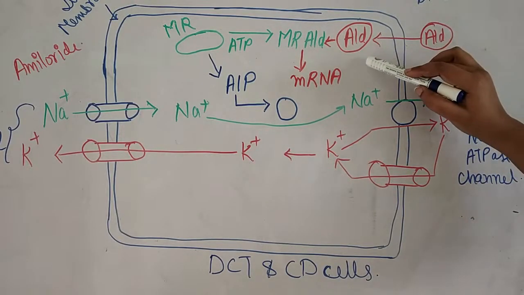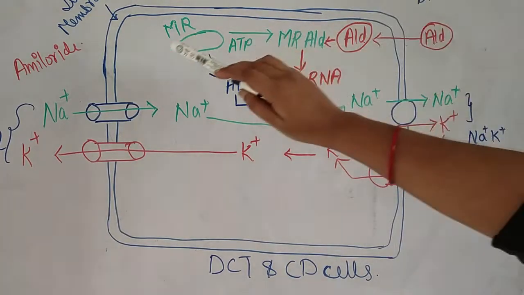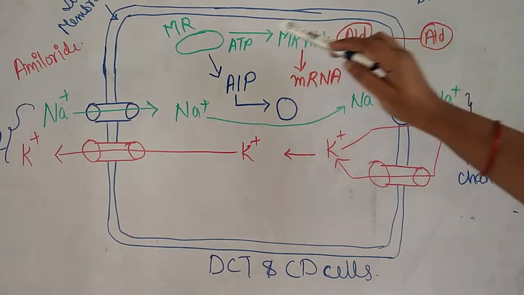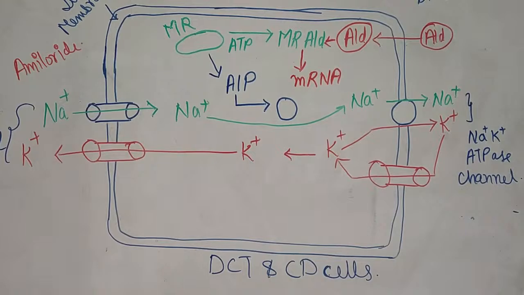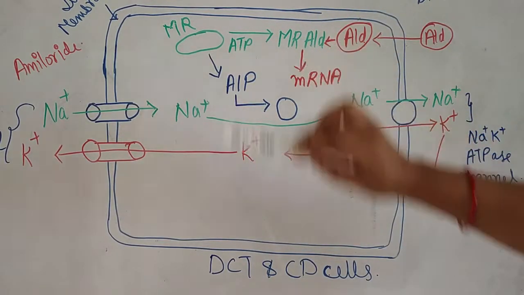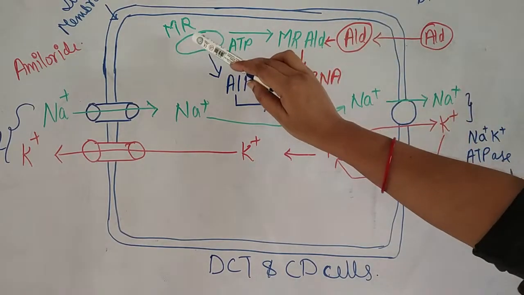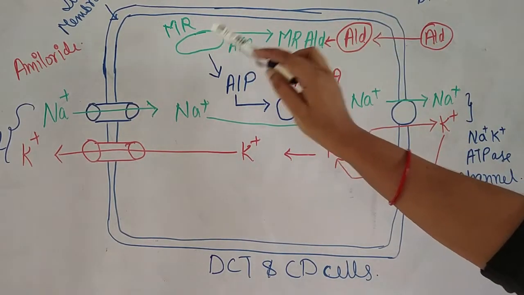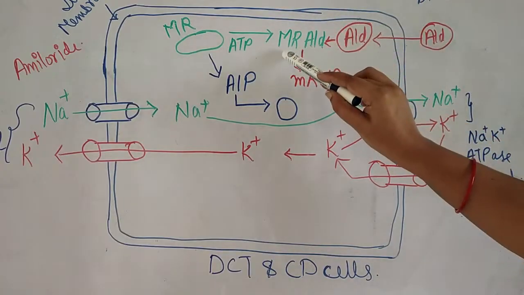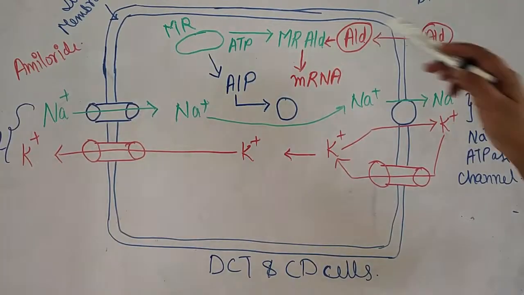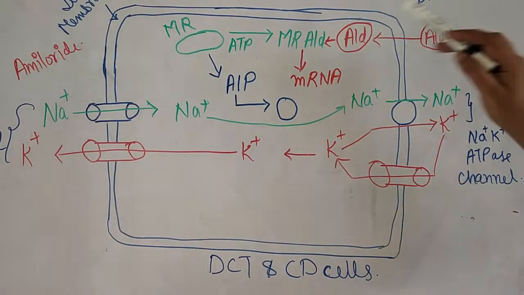When aldosterone enters, it binds with the mineralocorticoid receptor. As we know, aldosterone is a mineralocorticoid and it has a steroidal nucleus. So aldosterone binds with the mineralocorticoid receptor and utilizes an ATP molecule to form the complex. Here aldosterone and the mineralocorticoid receptor form a complex. This is MR-ALD, the mineralocorticoid receptor and aldosterone. So this is the normal mechanism.